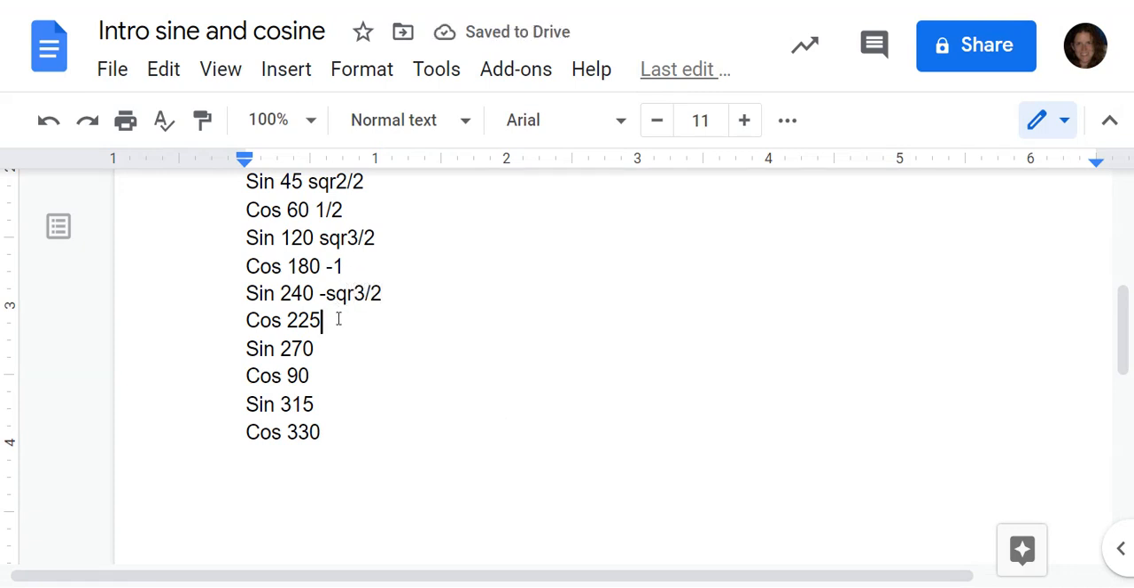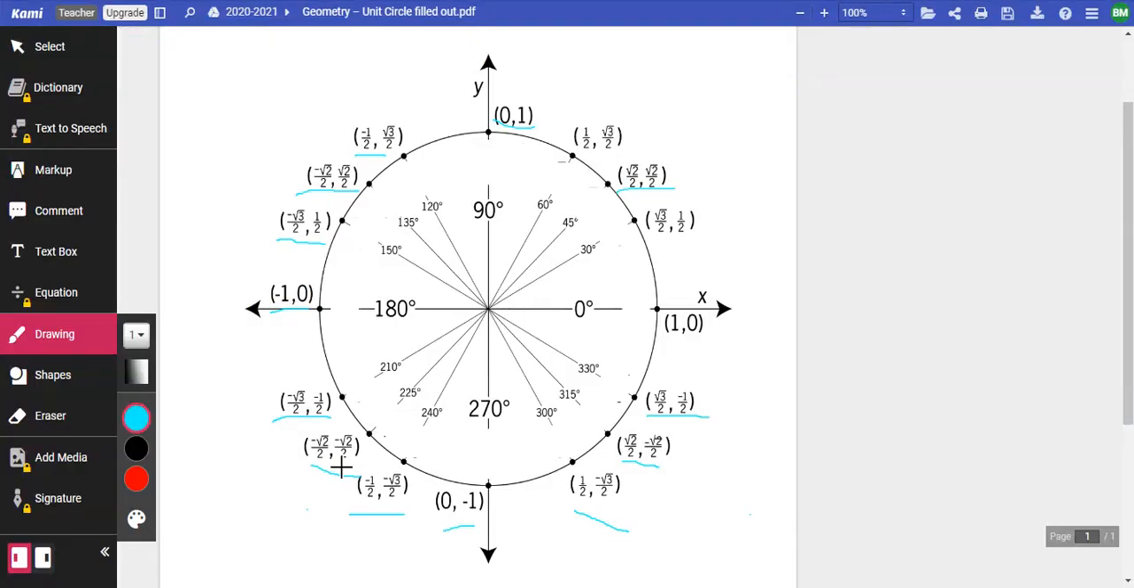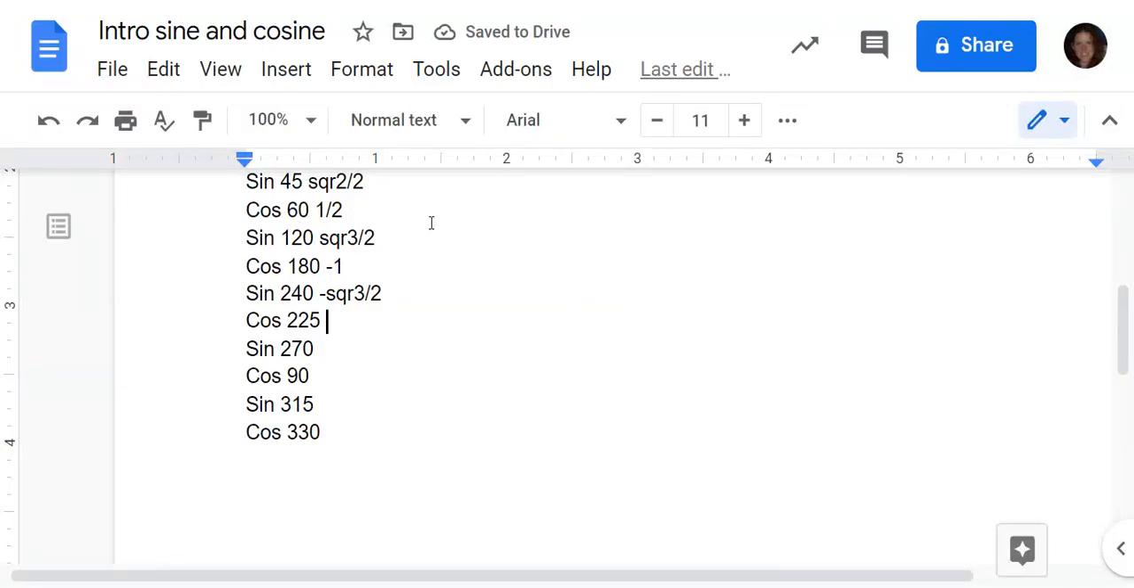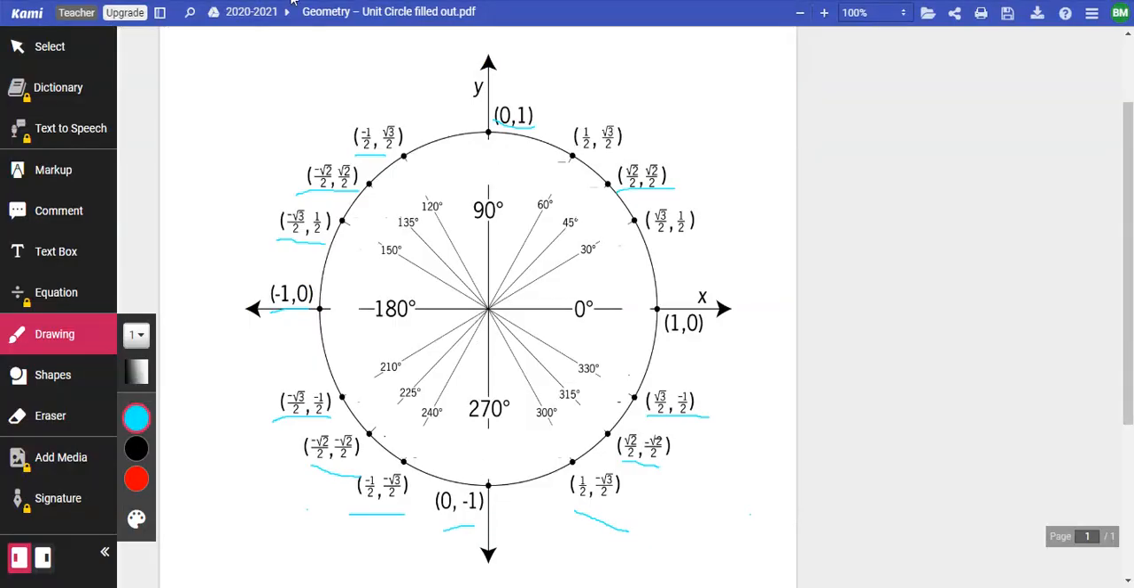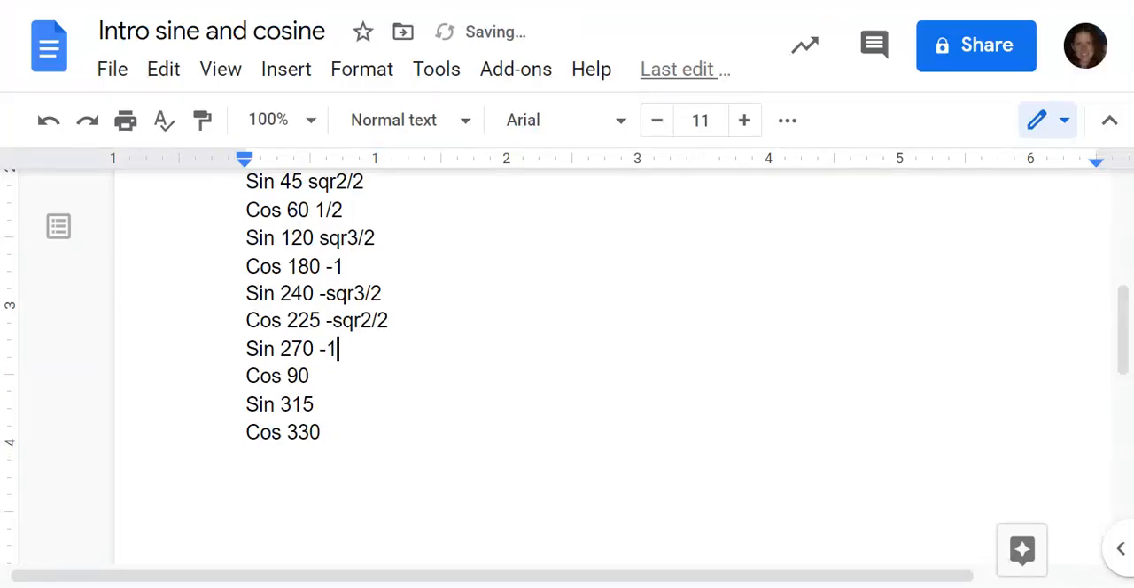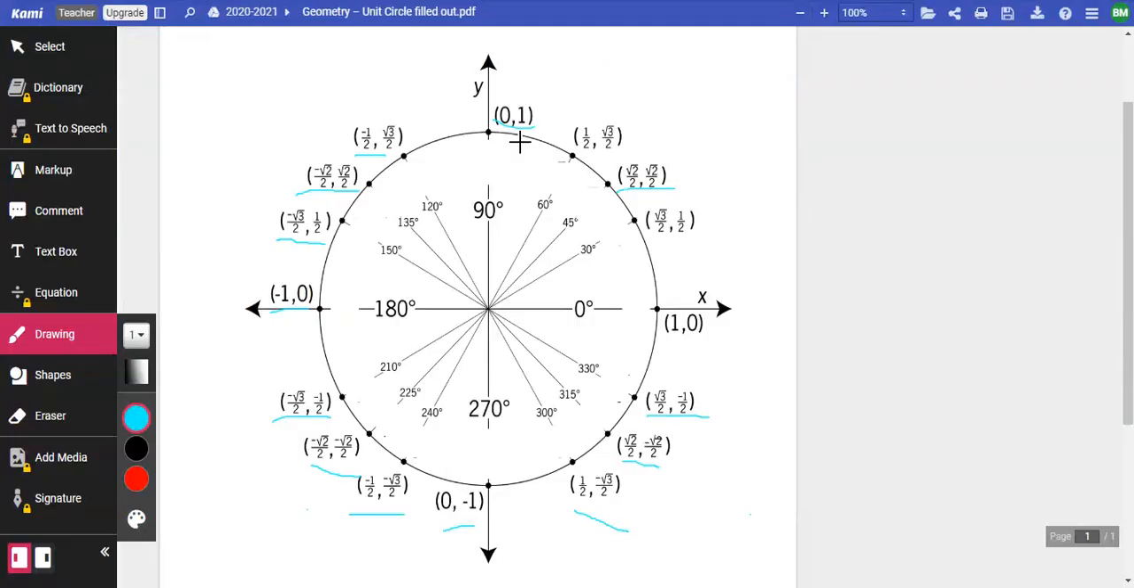The cosine of 225. Remember, that's the x value. So at 225, the x value is negative square root 2 over 2. Sine of 270. So I want the y value at 270 degrees. Negative 1. Cosine of 90. So that's the x value at 90 degrees. 0.